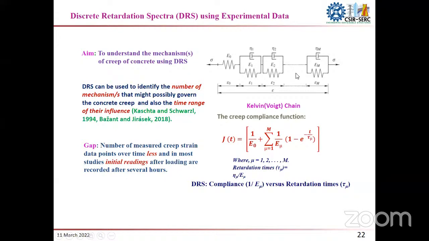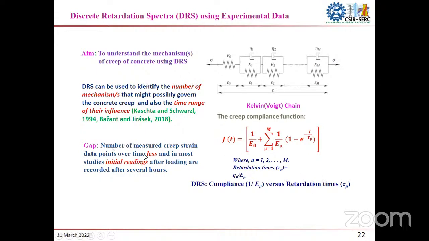What you see here is a Kelvin chain, initially attached with an elastic spring for capturing elastic strain. These are the number of Kelvin units in the chain, and this is the creep compliance function. The discrete retardation spectra is the plot between compliance and retardation time.